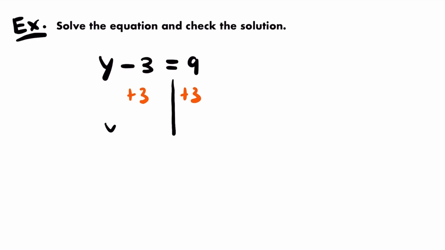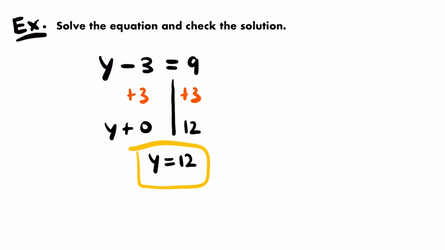And so that will leave us with y plus 0 because negative 3 plus 3 is 0. And then on the other side of the equation, 9 plus 3 is 12. So I'll write down 12, which means our final answer here is that y equals 12 because y plus 0 is y. All right, so y equals 12 is a solution to this equation that we found, but let's check it.